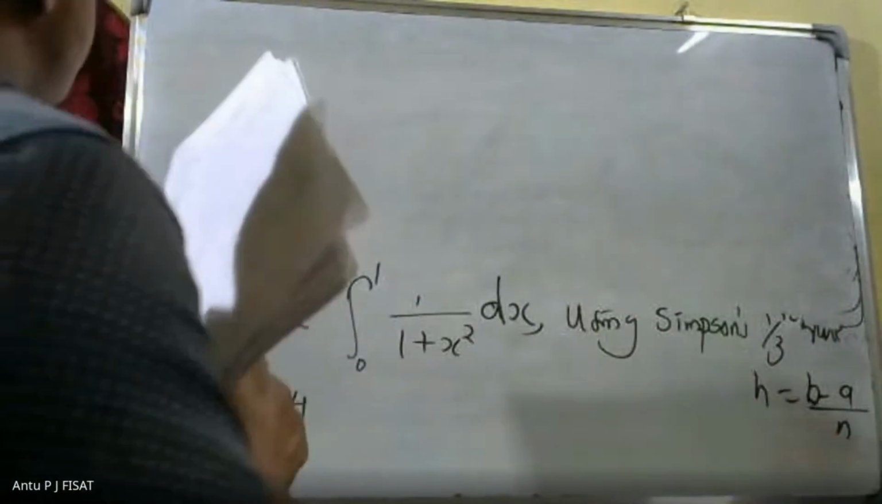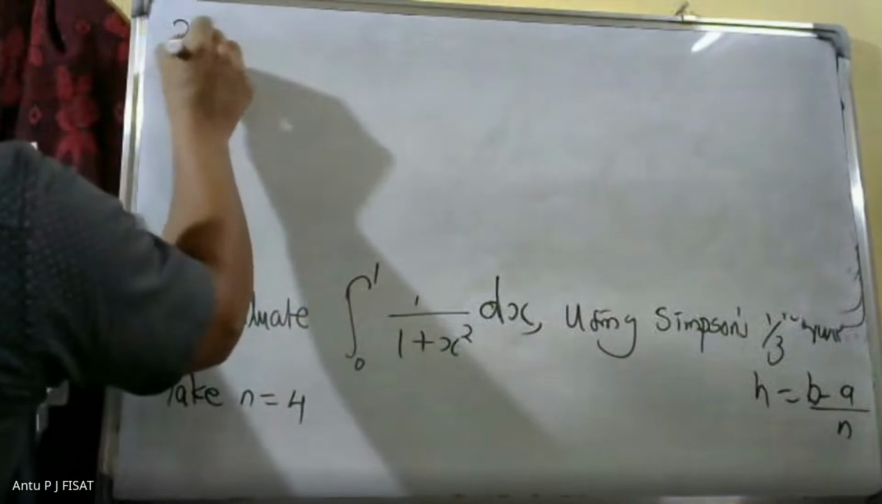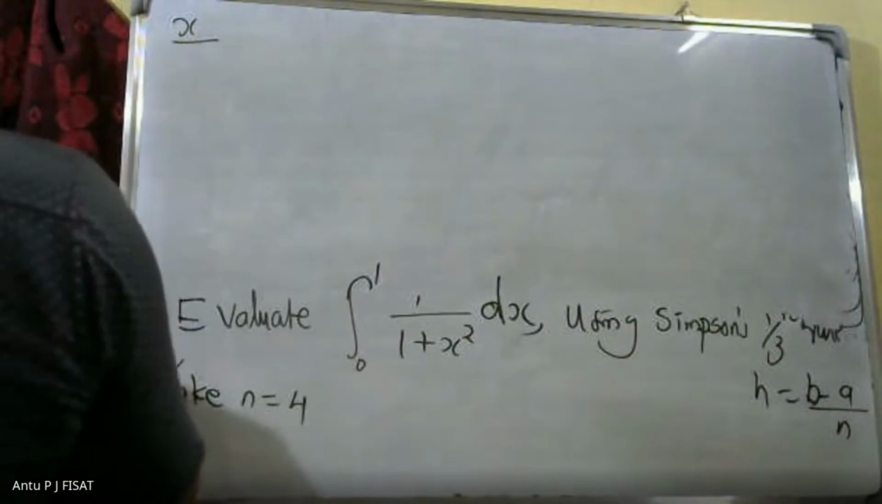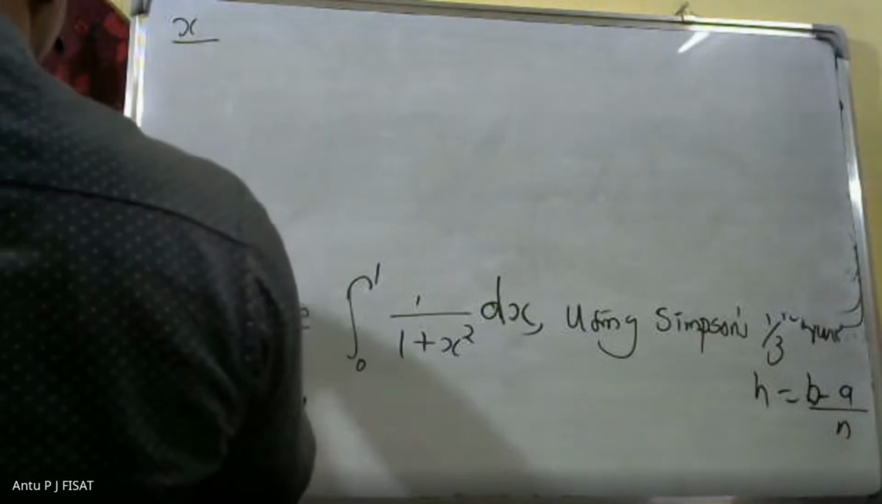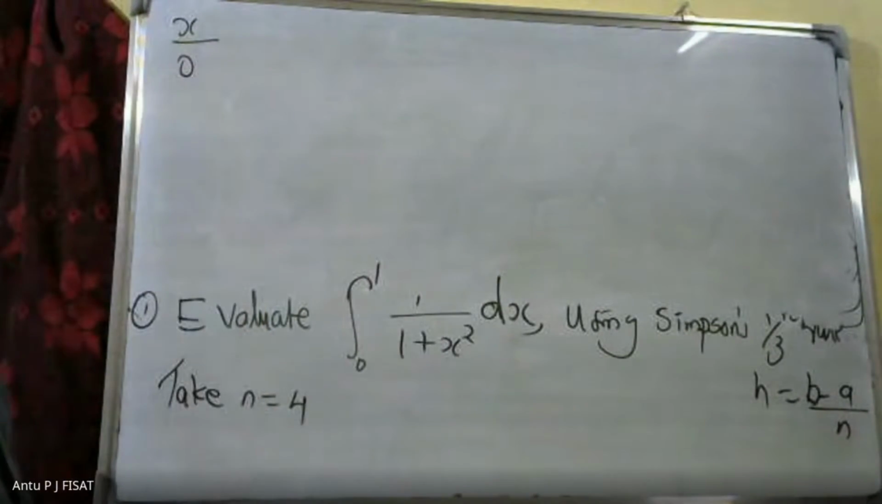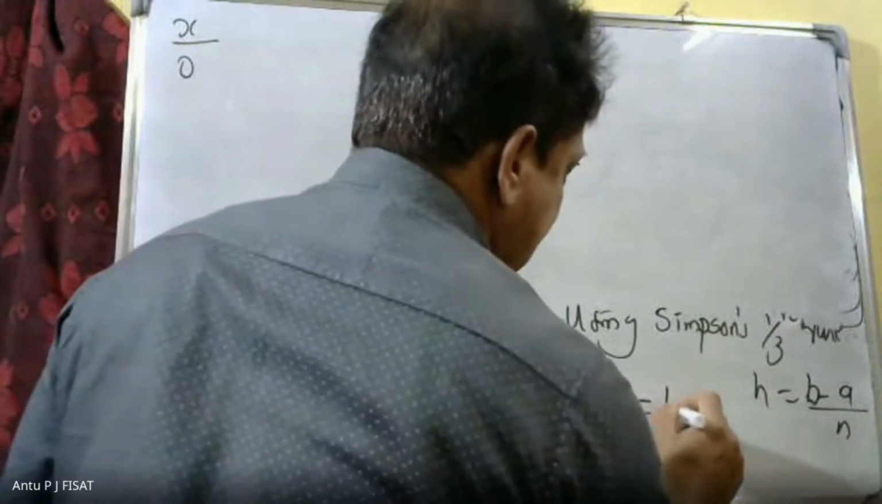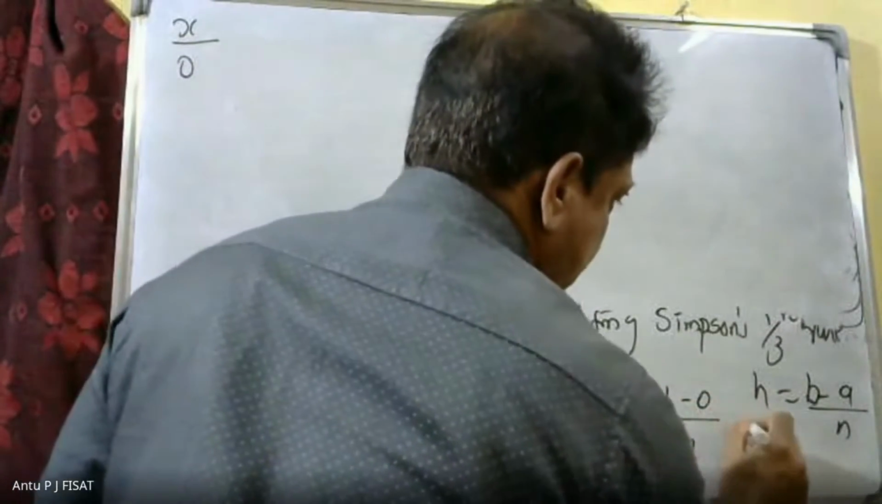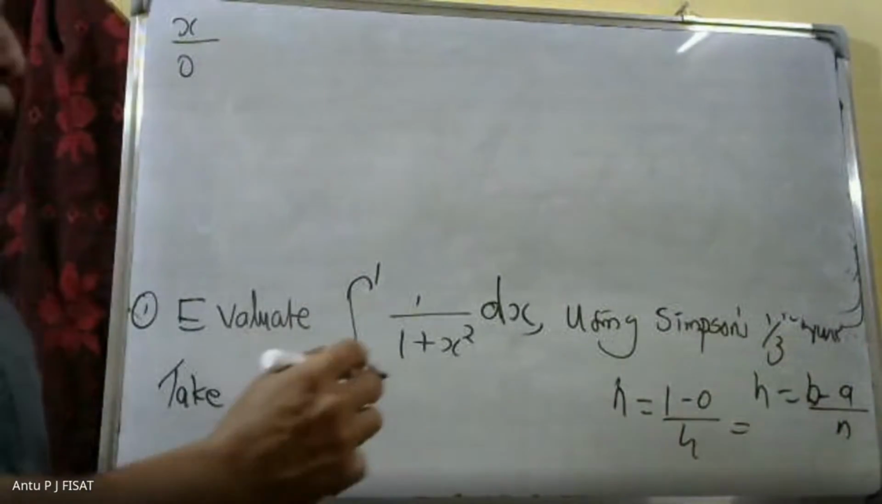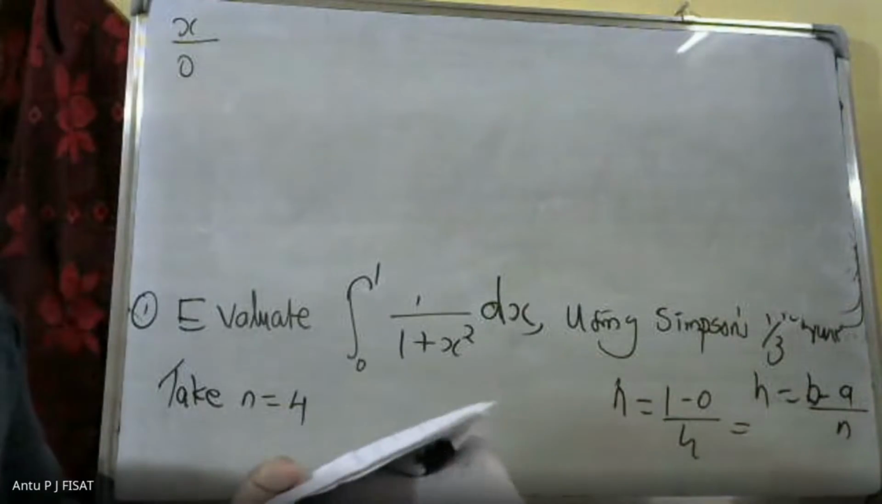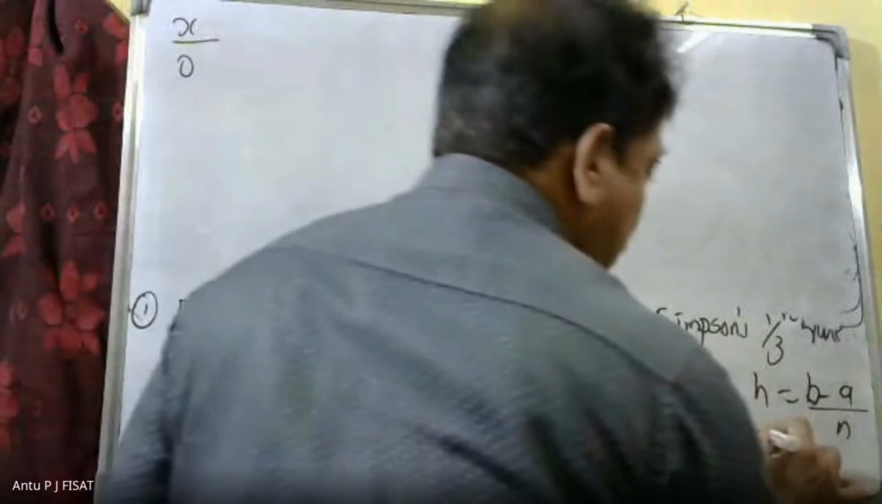In the first column, first value, x is equal to 0. Then we calculate the value of h. h is equal to b minus a by n, 1 minus 0 by 4. Upper limit 1, lower limit 0. Then n is equal to 4. 1 minus 0 by 4. That value will be 0.25.